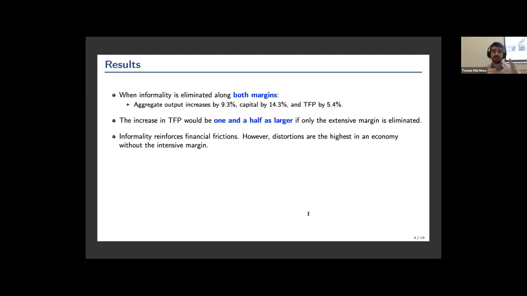So if we eliminate the extensive margin, but keep the intensive margin, so we eliminate the fully informal entrepreneurs, but allow these formals to hire some informal workers, we'll have a higher effect than if we eliminate both margins. So in general, in this economy, informality will reinforce financial frictions, right? It will reinforce the negative effect of financial frictions, but the distortion is going to be highest in an economy without the intensive margin. Now, let me give you a brief intuition of why that is.